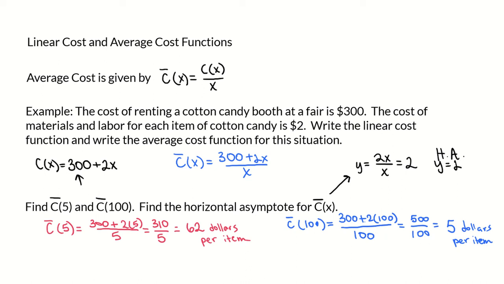Now, the reason that makes sense is if we think about the horizontal asymptote, that means what happens as x gets really, really large. So as we make more and more items, the cost of making each item is going to get closer and closer to the cost per item, which is $2, because the fixed costs are $300. So think about if we make 1,000 items of cotton candy, the fixed cost per item is just $300 over 1,000, which is really small. So the cost for making each item would be just $2 plus that small fraction. So as x gets larger, the number of items get larger, the average cost is going to get closer and closer to that cost per item in this situation, which is 2.